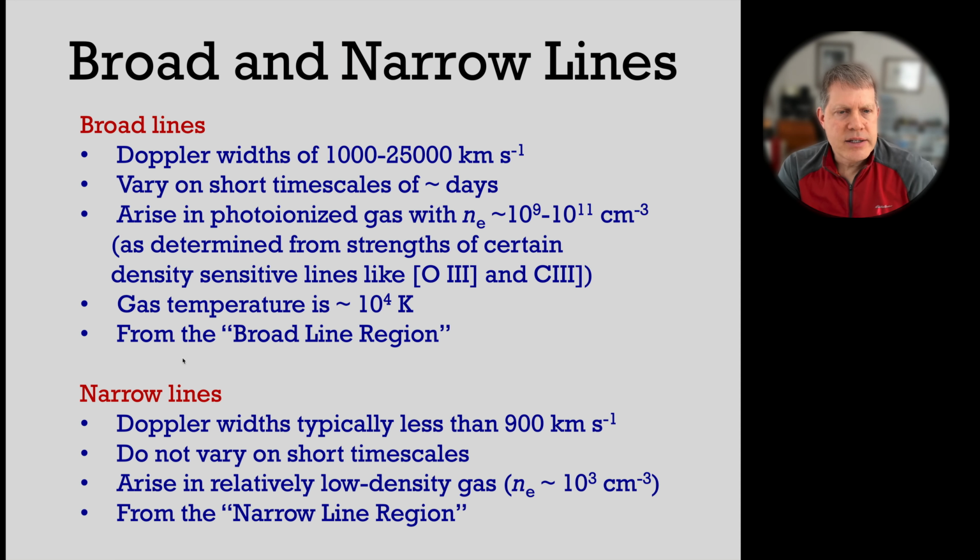Another key point is that unlike the broad lines, which vary on short time scales of order days, the narrow lines do not vary on short time scales. Furthermore, the narrow lines are believed to arise in relatively low density gas with a typical density of order 10 to the 3 particles per cubic centimeter, although there's a fairly broad range for that density, as we will talk about, whereas, again, the broad lines arise in considerably denser gas, and then, again, the narrow lines are thought to arise in this narrow line region.